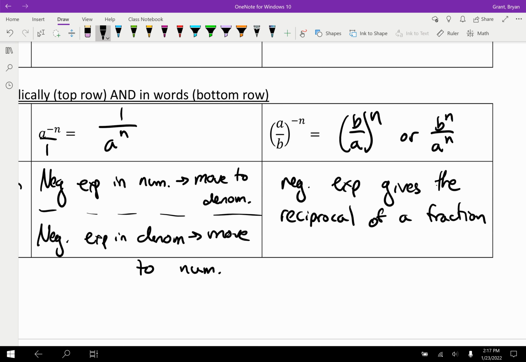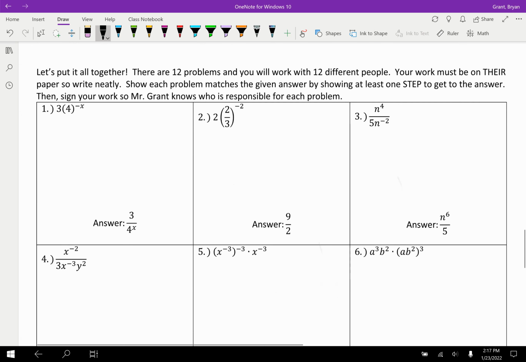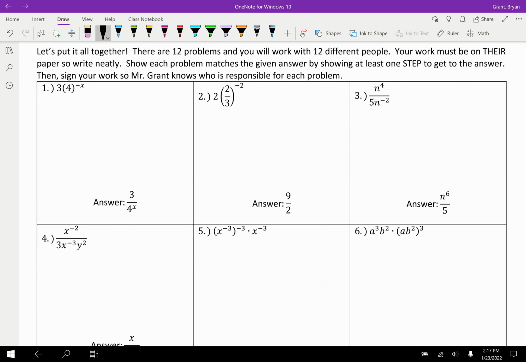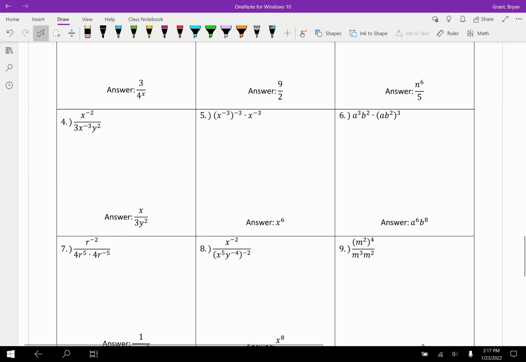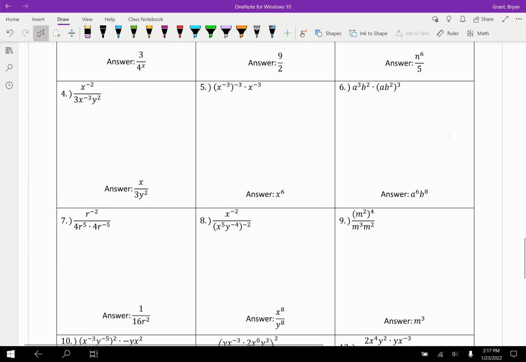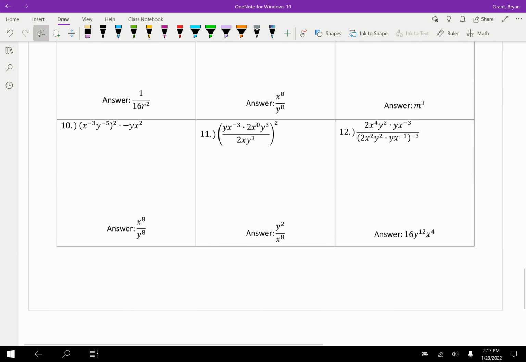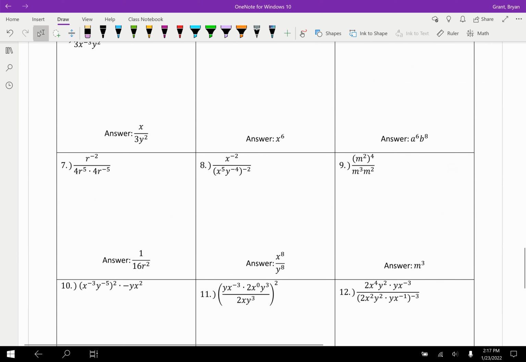All right, so you have 12 practice problems on this last page, and I've actually given you the answer as well. Your goal is to show me the work that takes you from here to here. Some of them are pretty straightforward, others are pretty tricky. If you get stuck on any of these, ask me, ask your teacher. Also let me know if I made any mistakes.